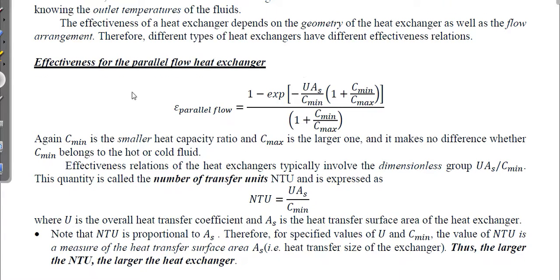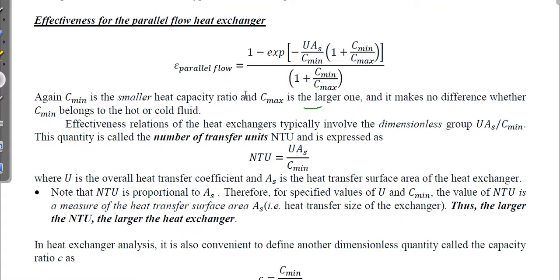In this term, U AS upon C minimum is defined as NTU, the number of transfer units. It is dependent on the overall heat transfer coefficient U, heat transfer surface AS, and the C minimum value. For specified values of U and C, if we keep them constant, NTU depends upon the surface area. So we can say that a larger value of NTU means a larger heat exchanger, because if NTU is large, AS will be large.